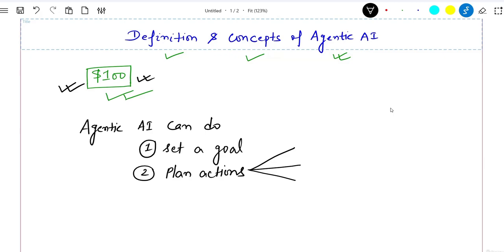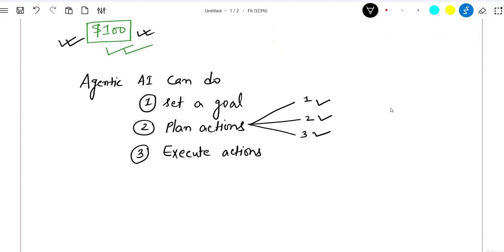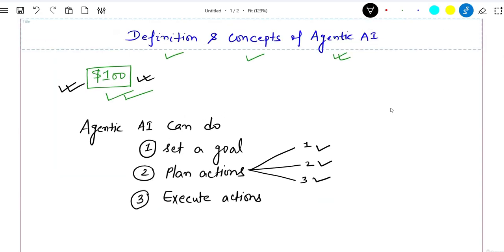So, what can agentic AI do? Based on this goal, it can plan actions. This is the first action I need to do, this is the second action I need to do, this is the third action I need to do, and so on and so forth. And based on the above planned actions, it can execute actions so that the goal will be achieved. Once all these actions are done, agentic AI will reach the goal of getting the best investment advice for $100.